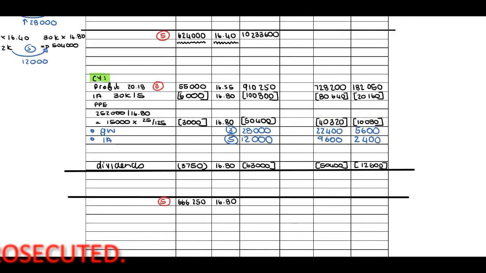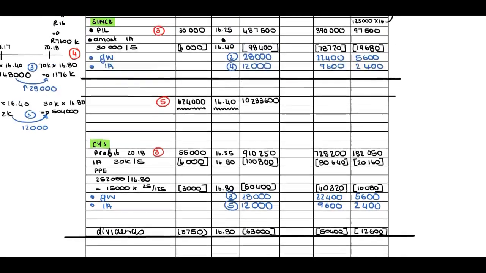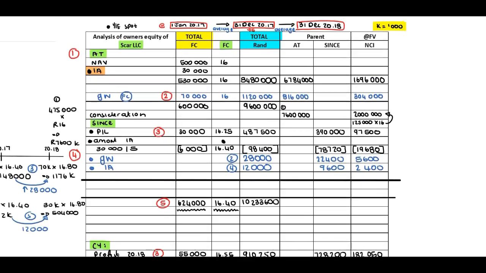Our total foreign currency is 66,250. Spot rate at year end 16 Rand 80. And our Rand value is 11,193,000. Therefore, we are now able to determine what is the balancing figure.